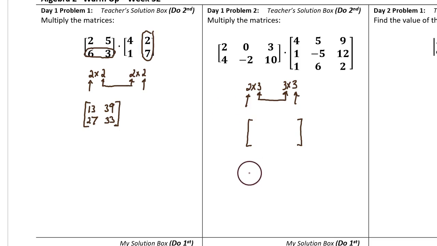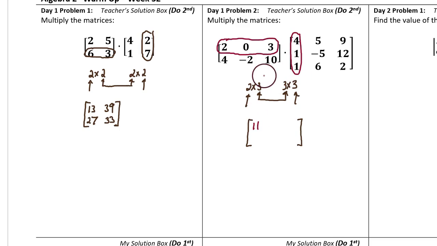Now let's figure out the entries. To get the entries in row 1, we're going to use the numbers from row 1, along with the different columns from over here. So to get this top left corner position, we're going to take this row and multiply by this column. 2 times 4 is 8, plus 0 times 1 is still 8, plus 3 times 1.